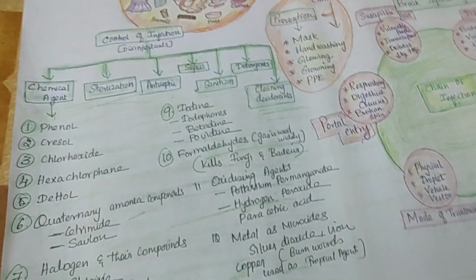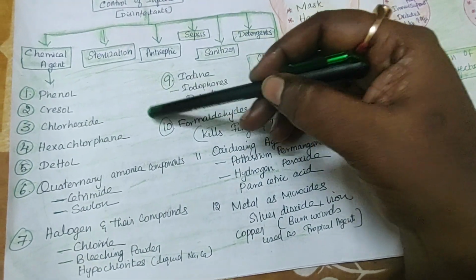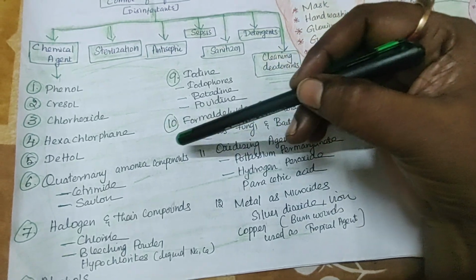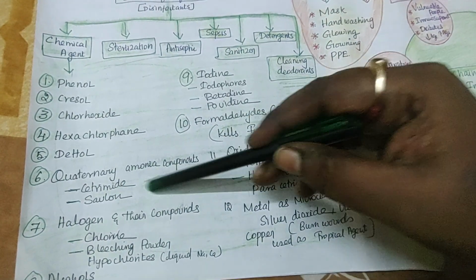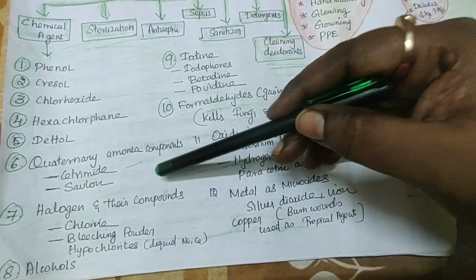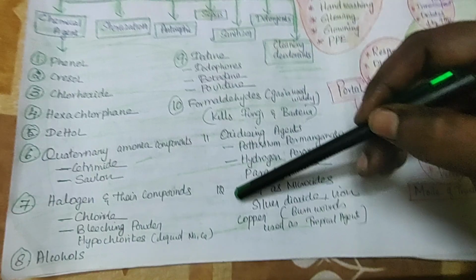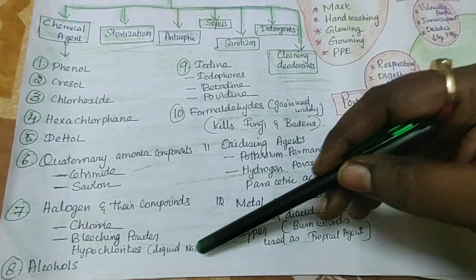What are the chemical agents? Chemical agents: phenol, cresol, chlorhexidine, hexachlorophane, Dettol and quaternary ammonium compounds. Quaternary ammonium compounds are Savlon, cetrimide. Halogens and their compounds are very important. That is chlorine, bleaching powder and the hypochlorites. That's in liquid form.